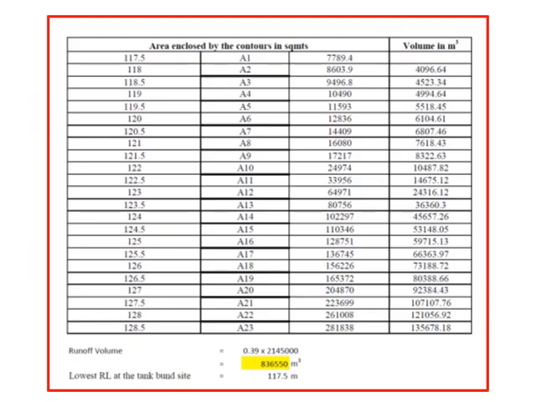So the next step is, for each of the contours that have been generated, you should find the areas generated by that particular contour. For example, A1 is the area of the contour generated by 117.5 RL. Similarly, A2 is the area generated by the contour of RL 118. So knowing each of these areas, like A1, A2 to A23, we can find out the volume generated between two successive contours.